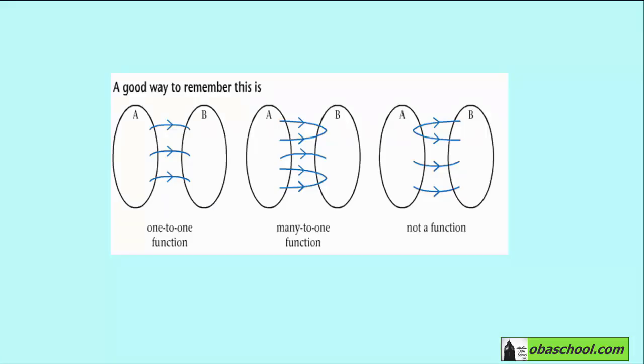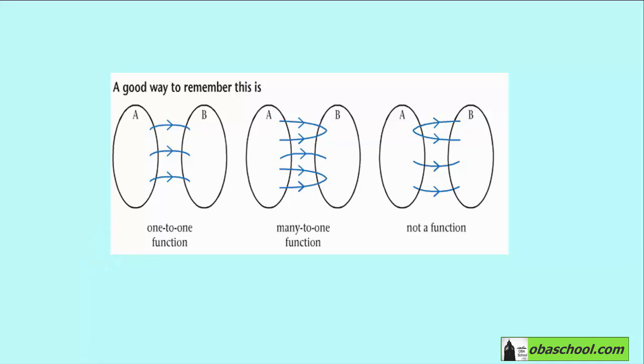We have two kinds of functions. I have one-to-one and I have many-to-one. This means that the function could be one-to-one, that is, every input has exactly one output, or many-to-one, which means that many inputs have exactly one output. A good way to remember this is, as we have said, one-to-one, which means that every element in set A has exactly one element in set B.